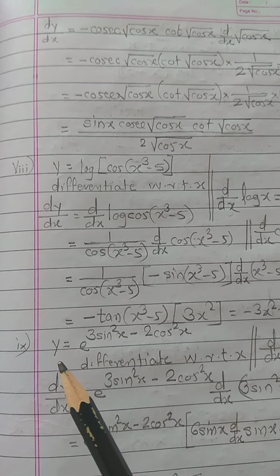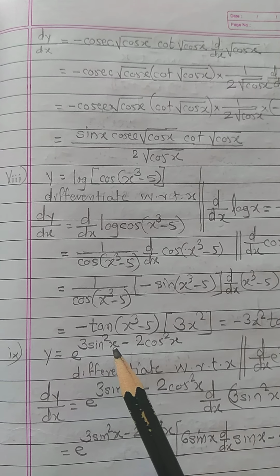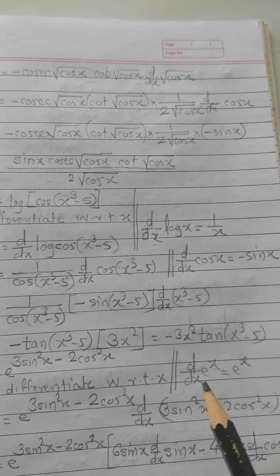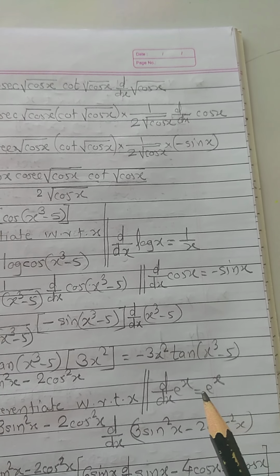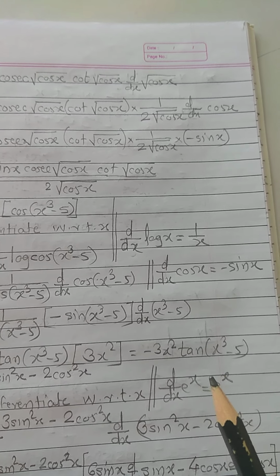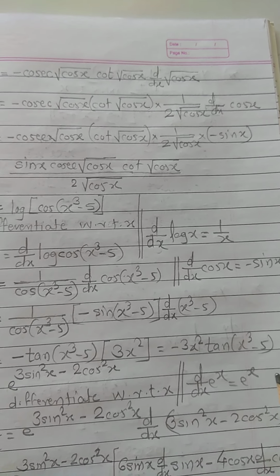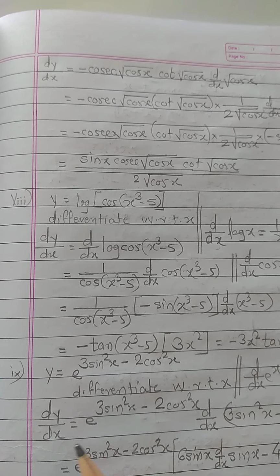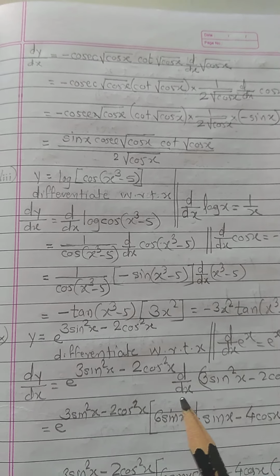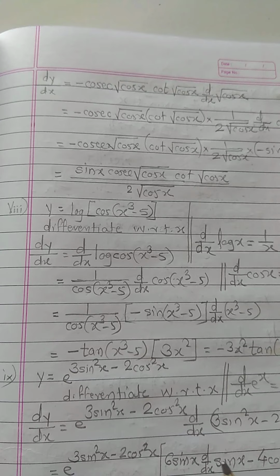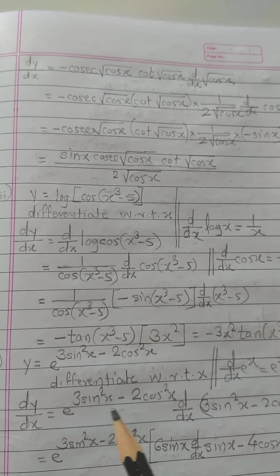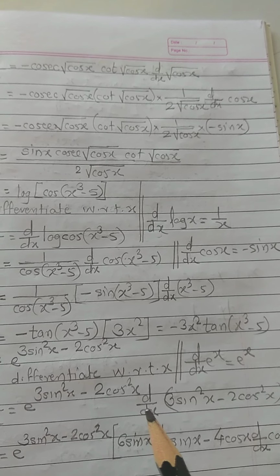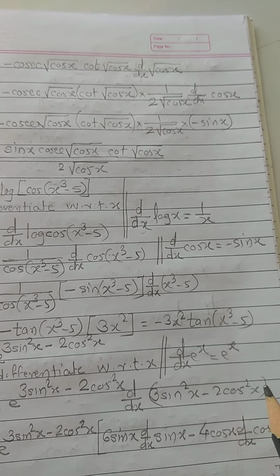Next question, y equals e raised to 3 sine square x minus 2 cos square x. We know that the derivative of e raised to something is e raised to that thing, that is, the derivative of e raised to x is e raised to x. So the derivative of e raised to this function will be e raised to that function only. Now we have to take the derivative of the power, the function 3 sine square x minus 2 cos square x.